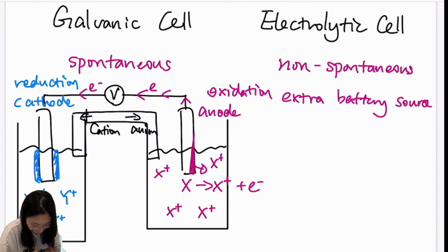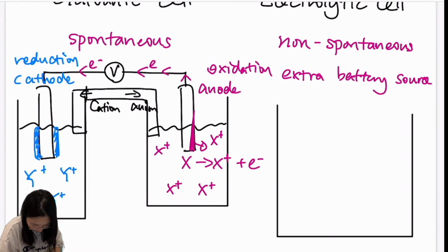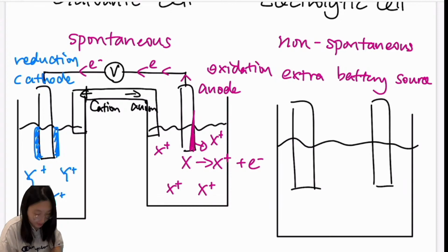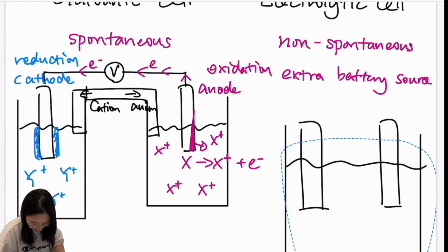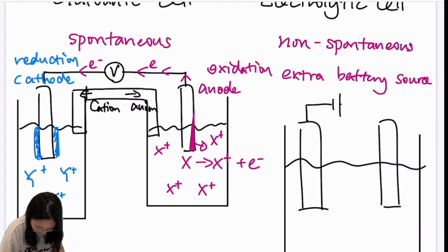Okay, so for the electrolytic cell, on the other hand, you need a battery. And usually for the electrolytic cell, the cathode and anode are in the same container. I will try to solve that as soon as I'm done with the galvanic cell and electrolytic cell, okay? And they are connected by this external battery source.